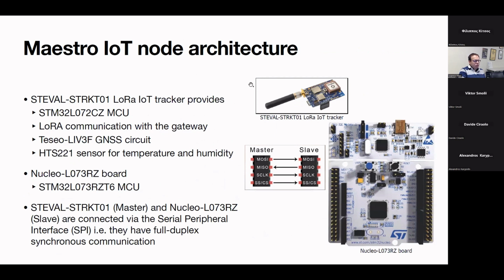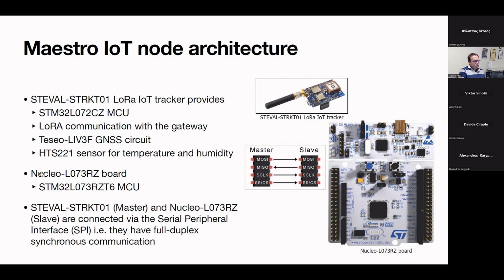The node or device consists of two microcontroller boards. The small one that you see here is a STival STRKT01 LoRa IoT tracker, which is an STM32 microcontroller unit, and it provides LoRa communication with the gateway. It also features GNSS circuits, which means that all the data are geolocated. And it also integrates a sensor for temperature and humidity.